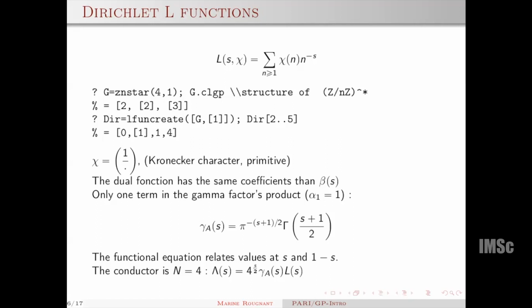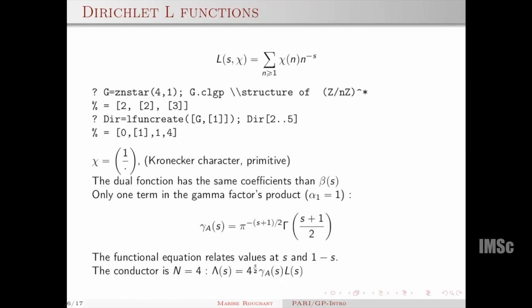You can then create your L function giving a vector with 2 components, G, and here it's your character. So 1 here is the only non-trivial character on this group. If you have to write it, it's a 4-cycle character which takes the values 1, 0, minus 1, 0 and so on.